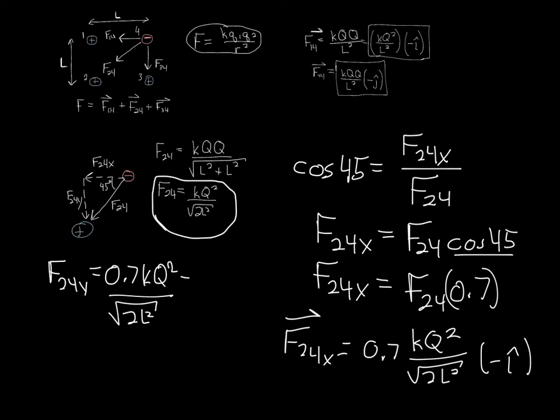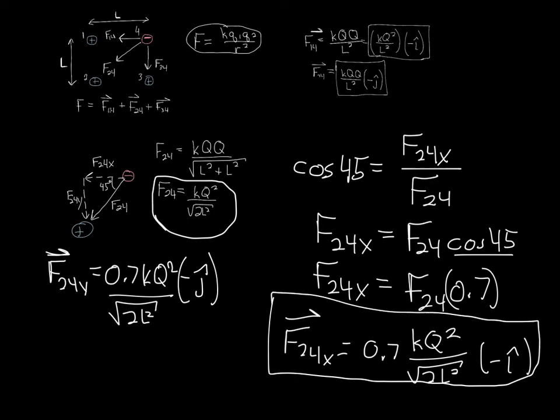And we want to make this into a vector, so we want to associate our direction with it. And we see from the signs, I know that the negative and positive charges have an attractive force. So our total force is going kind of downwards at this slant. I go in the negative x direction, and I can see I'm also going in the negative y direction. So this is going to be in the negative j hat direction. So that's F24 in the x, and that's F24 in the y.